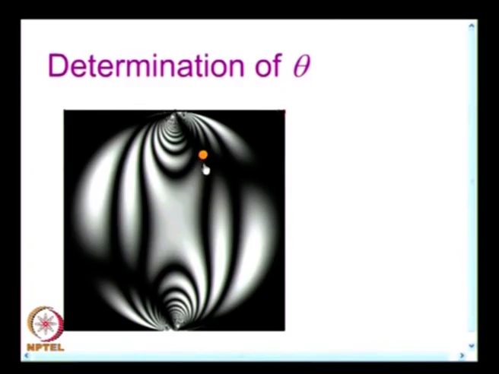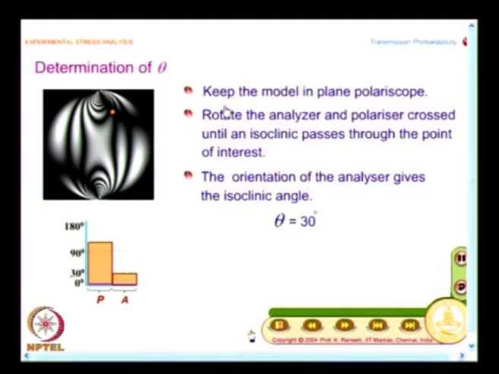If your eye is tuned, and if you look at the model perpendicularly and also stop at a point where the intensity is fairly minimum, then you will be able to give an accuracy of the order of plus or minus 0.25 degrees. Even by visual inspection you can do that, and the procedure is summarized here. Keep the model in a plane polariscope, and rotate the analyzer and polarizer, crossed, until an isoclinic passes through the point of interest.